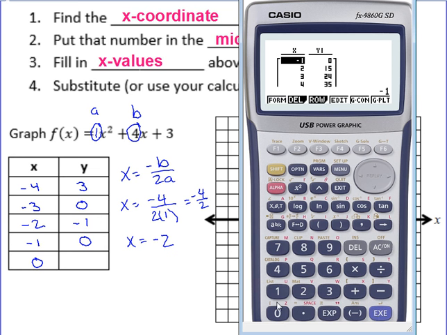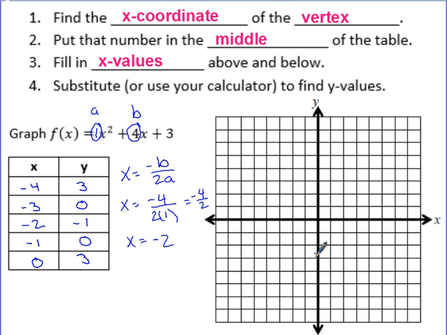And then the last one, when x is 0, y is 3. So now I have my 5 points, and I'm just going to graph these ordered pairs. So negative 4, 3. Negative 1, 2, 3, 4. 1, 2, 3. There's 1. Negative 3, 0. Negative 1, 2, 3. 0 is right there. Negative 2, negative 1 is right there. Negative 1, 0 is here. And 0, 3 is there. And now I can draw my nice U-shaped parabola.